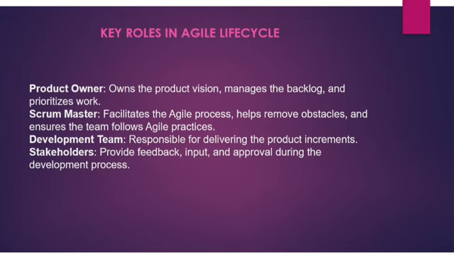Key roles in Agile lifecycle. Next, let's explain the main roles involved in Agile projects. In Agile, there are three key roles: product owner, scrum master, and development team. Product owner: this person defines the product vision, manages the product backlog, and ensures that the product meets customer needs. Scrum master: the scrum master facilitates the Agile process, helps the team stay on track, and removes obstacles to ensure a smooth process. Development team: the team members like developers, designers, and testers are responsible for actually building the product incrementally.